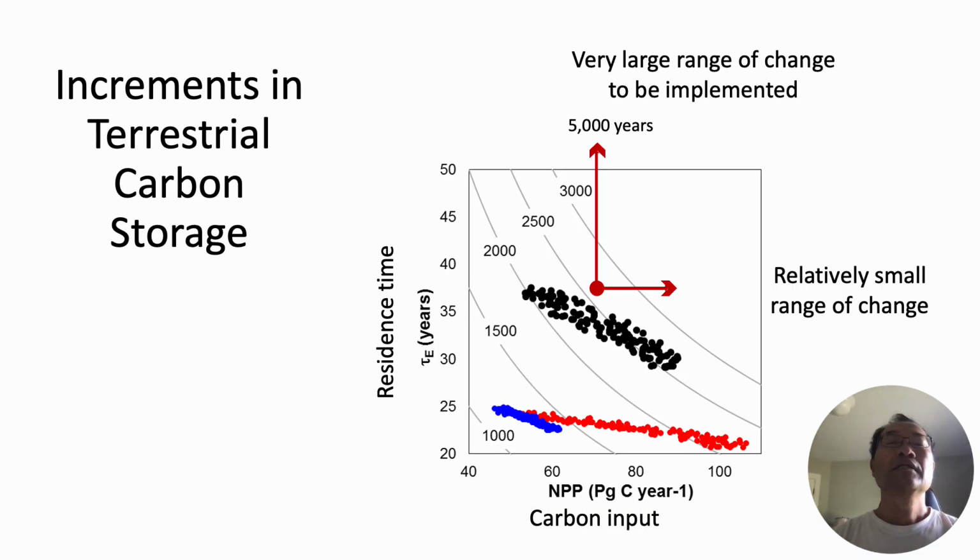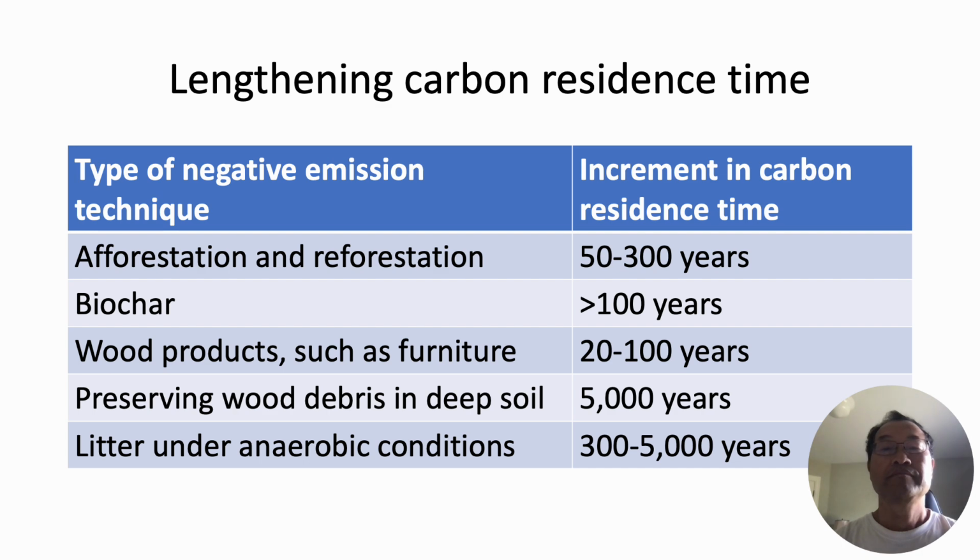So there is a very large range of change to be implemented for residence time, but a relatively small range of change in carbon input. Indeed, there are many ways to lengthen residence time. For example, afforestation and reforestation may lengthen residence time by 50 to 300 years.